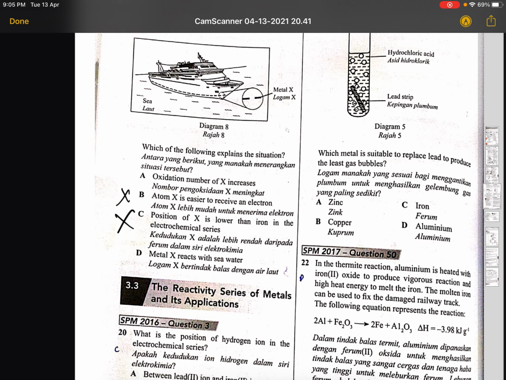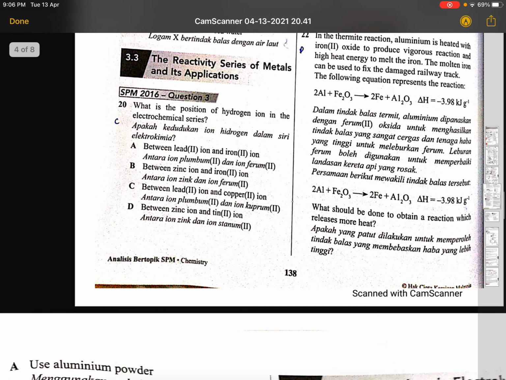Let's see. Oxidation number of X increases. Oh yeah, okay, that makes sense. X is being oxidized, that means its oxidation number goes up. Because it's oxidized. Oxidation means your number increases. Metal X reacts with seawater. Metal X doesn't actually react with exactly seawater. It reacts with the oxygen in the air and water, as well as the water inside, or something like that. But not exactly just seawater in general.